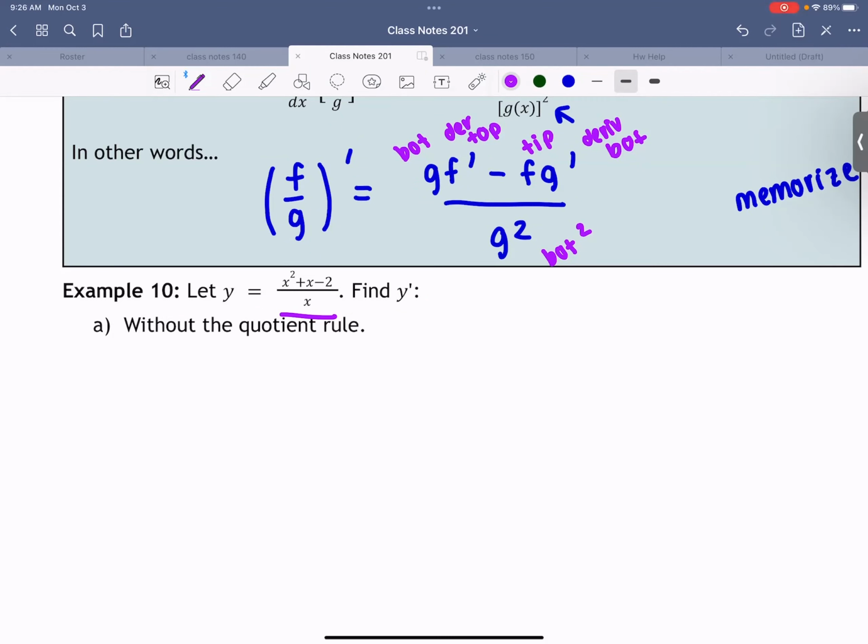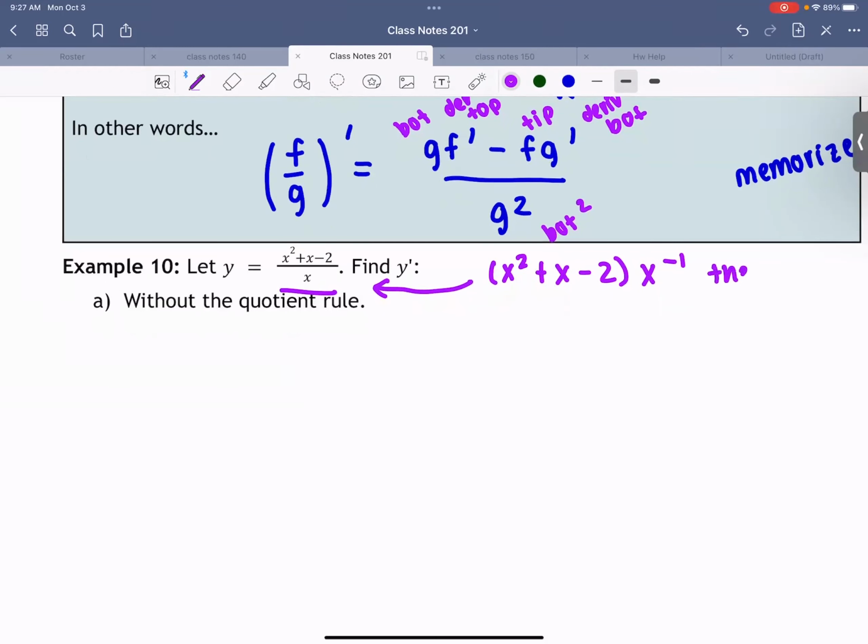You can, yeah. You're saying do this: x squared plus x minus 2, just put it in the numerator, make it x to the negative 1 power, and then use the product rule. Yeah, that's something we can do. Totally good. So then product. That actually wasn't where I was going with this, but that's a very good way to do that.